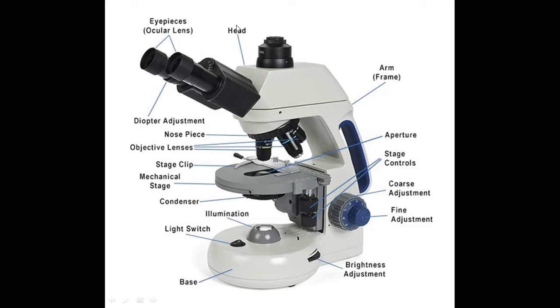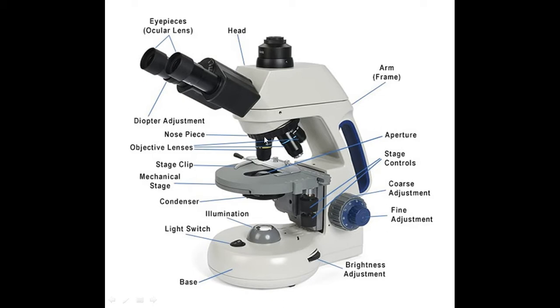We have the head, of course, that holds the eyepiece lens or the ocular in position. We have the diopter adjuster. This one is just for adjusting the eyepiece. It can also aid in the removal of the eyepiece lens. We have the arm or the frame of the microscope. That is more of a rigid structure that connects the upper part of the microscope to the lower part of the microscope.